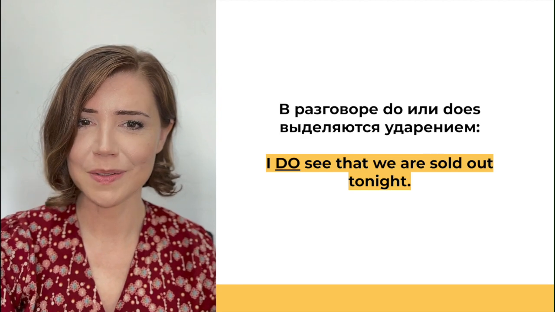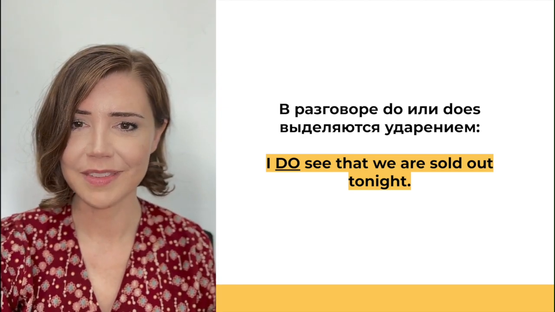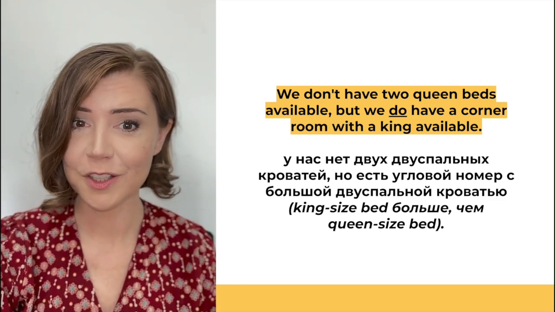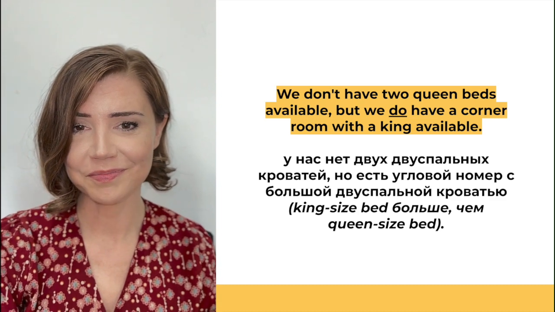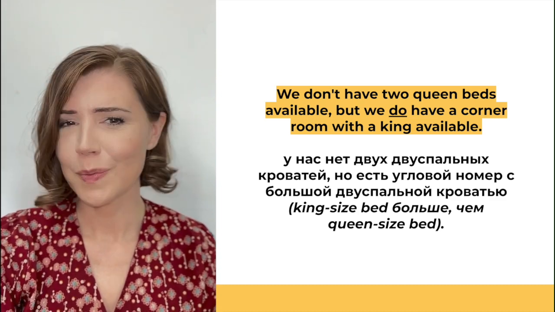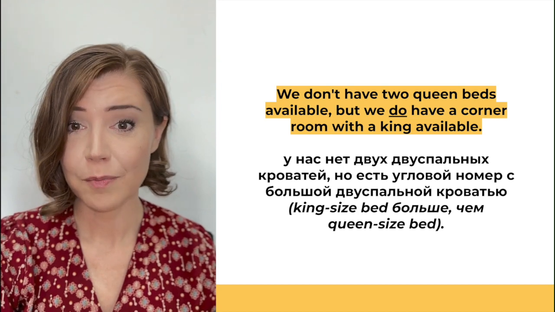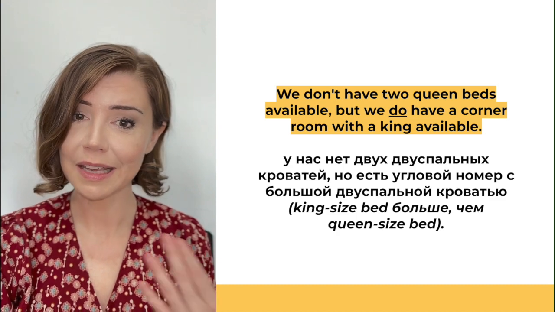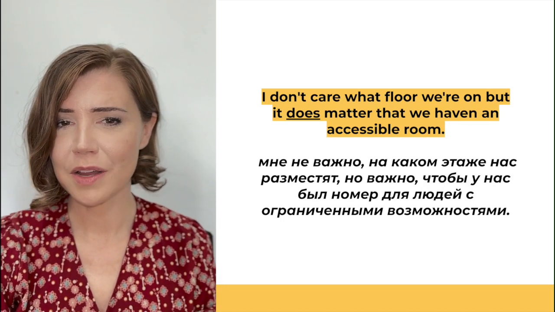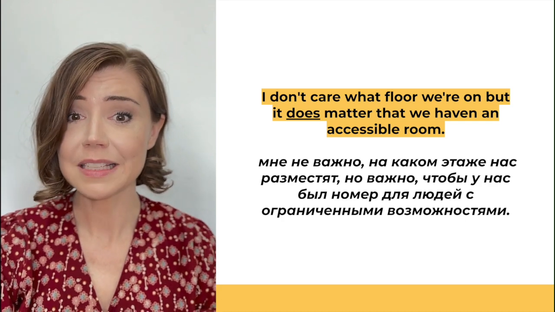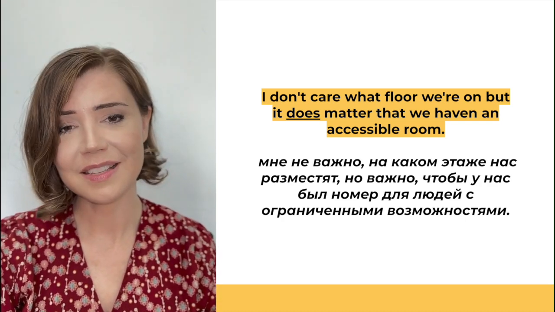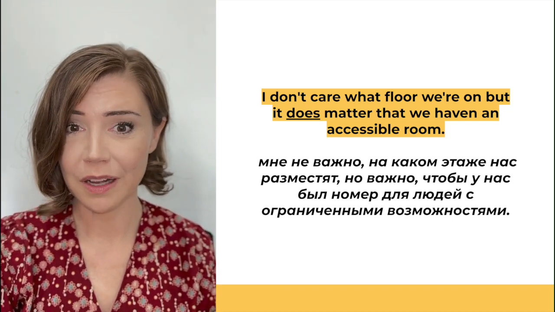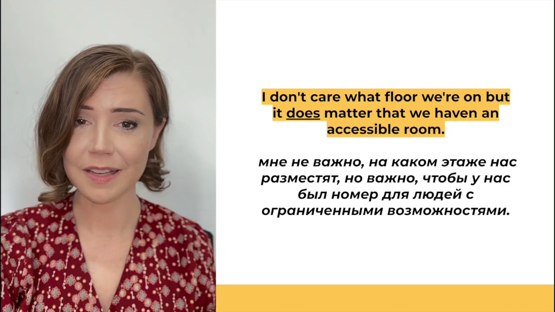Here are some other examples a receptionist might say. "We don't have two queen beds available, but we do have a corner room with a king available." Or you as a guest could say, "I don't care what floor we're on, but it does matter that we have an accessible room."